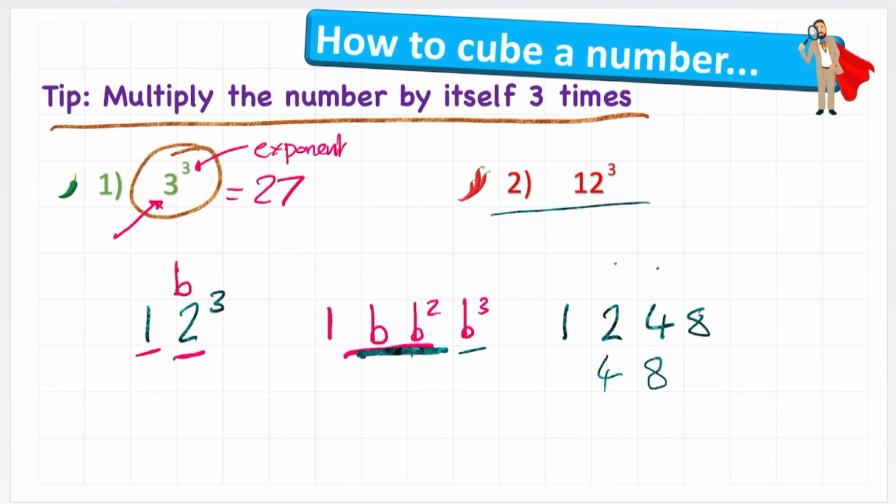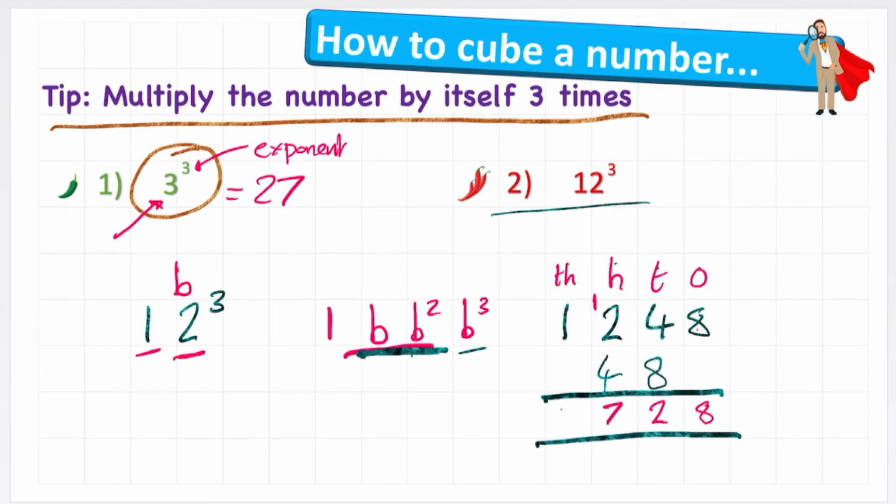And now I'm simply going to add this up, treating it like any other addition question. In my ones column, I have 8 and nothing, so that would equal 8. In my tens column, I have a 4 and an 8, which would be 12. I'm going to carry the 1 across, bring my 2 across. In my hundreds column, I have now a 1, a 2, and a 4, equals 7. And in my thousands column, I have just a 1. And there you go. This is the answer. So the answer to 12 cubed equals 1,728.